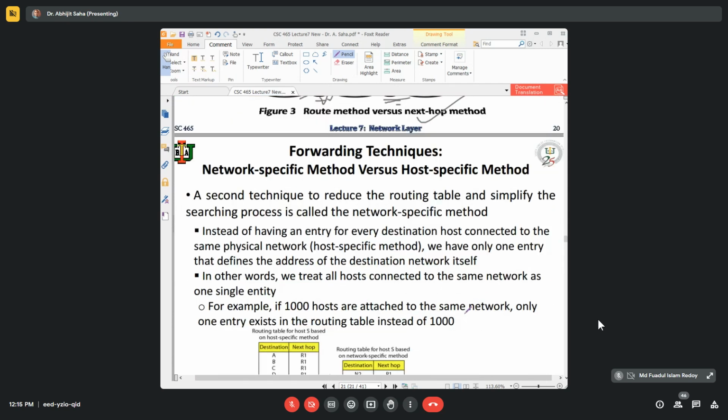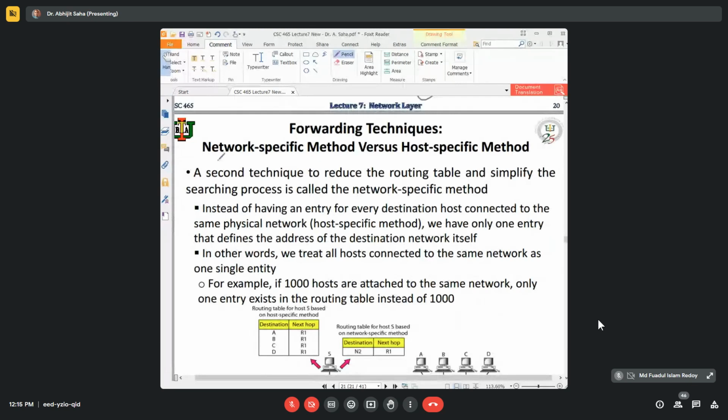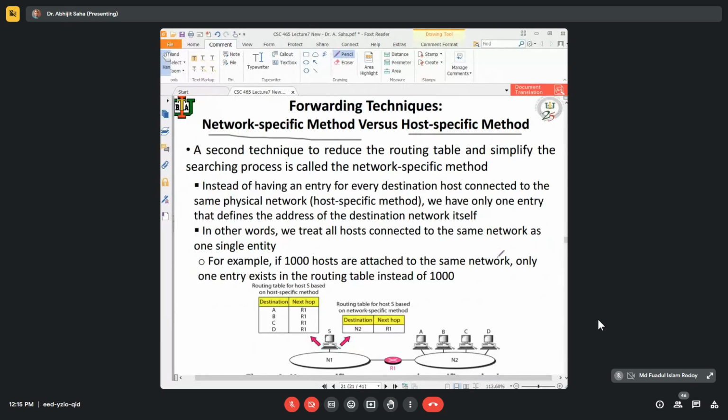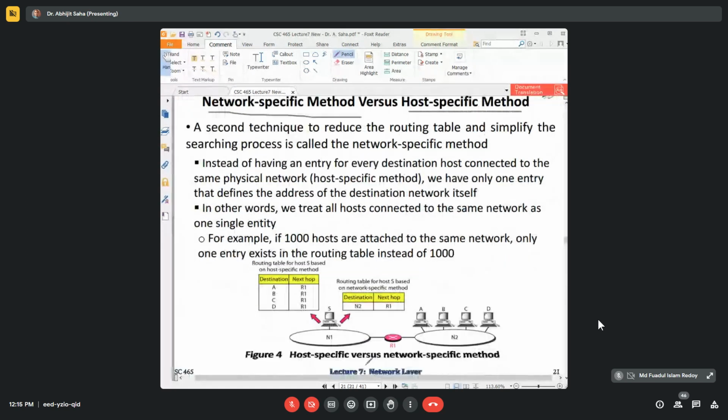Yes, sir. There are more methods we are having, the network specific method versus the host specific method. In the host specific method, we can see that R1 has two networks on its two sides, N1 and N2. In N1 we can have 1 to n hosts, as well as in N2 we can have 1 to n hosts. It is showing only one node in N1 and four nodes in N2, like A, B, C, D.